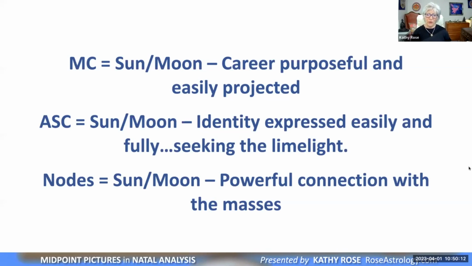If you find nodes equal sun moon, remember in midpoint pictures, the nodes can suggest the relationship with the masses, relationship with the public. So in this case, nodes are very connected with the core needs of the life purpose. And that would be a powerful potential, powerful connection with the masses.